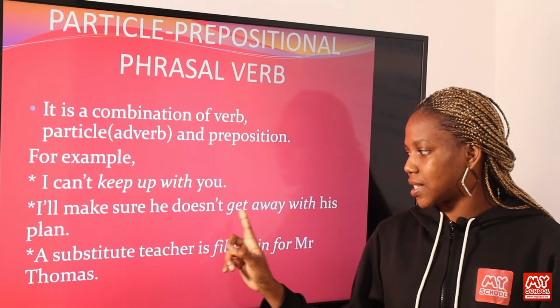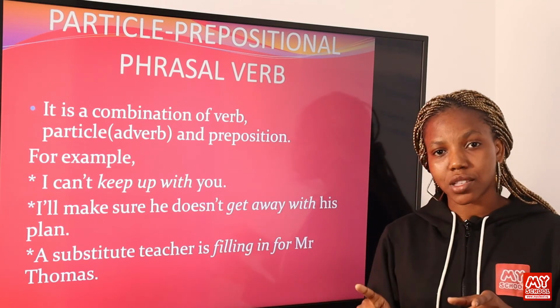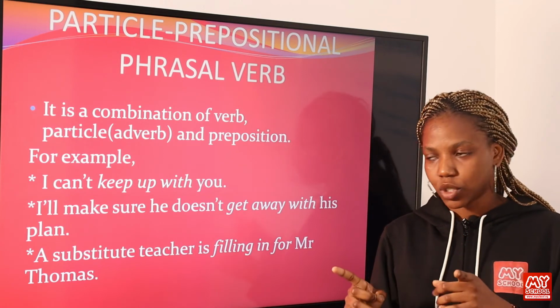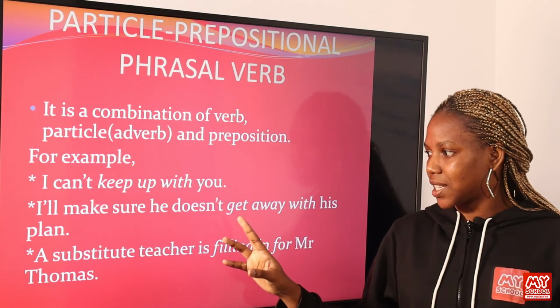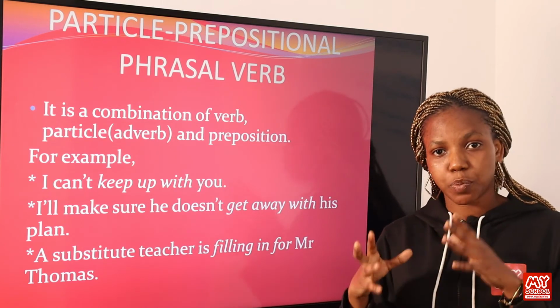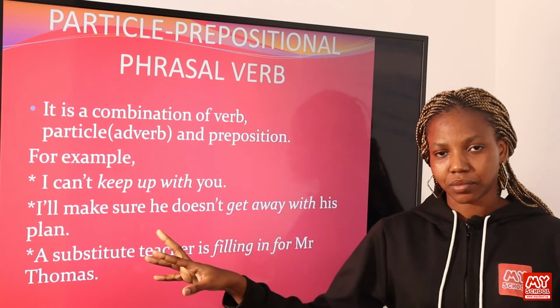I'll make sure it doesn't get away with its plan. To get away with is to not be caught, to not be punished for doing something. So this person is saying, I'll make sure that he's caught and punished for whatever his plan is. I'll make sure he doesn't get away with his plan.